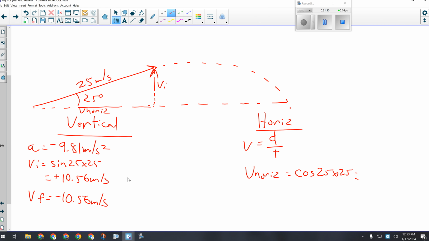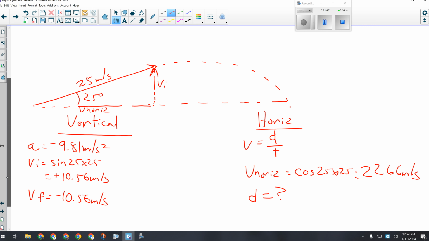22.66 meters per second. Okay, I'm trying to find first the horizontal distance traveled. What am I missing? Time. Okay, can I find time with my vertical information? Does basically every projectile motion question require me to find time? Time is important because it can be used for both the vertical and the horizontal parts. Okay, it's the one thing that they share.